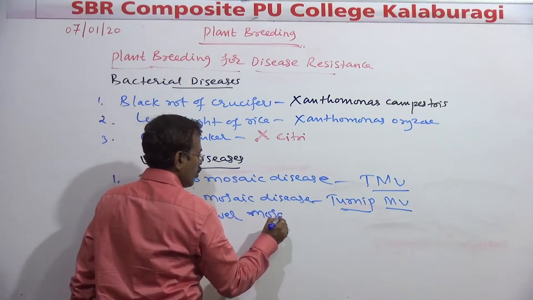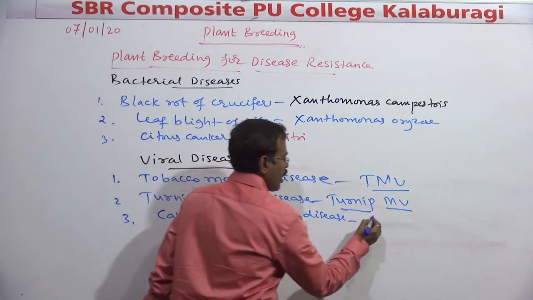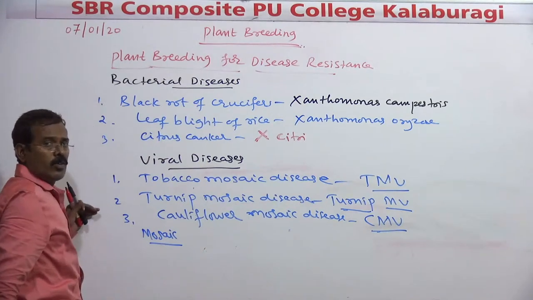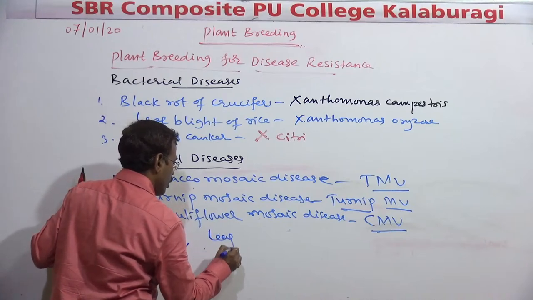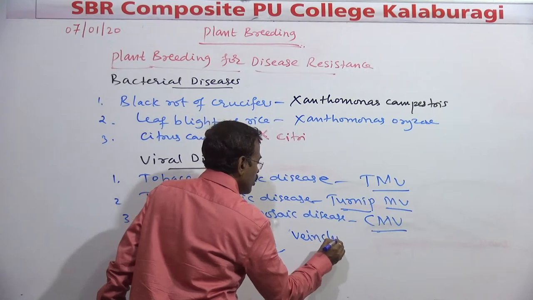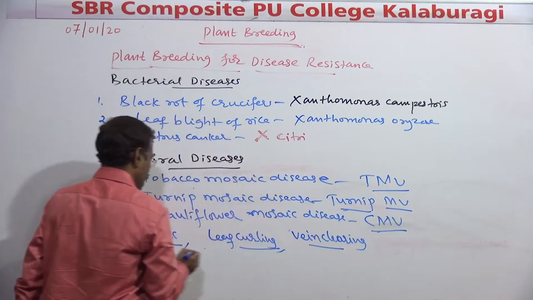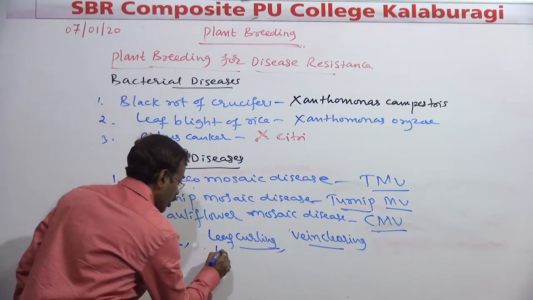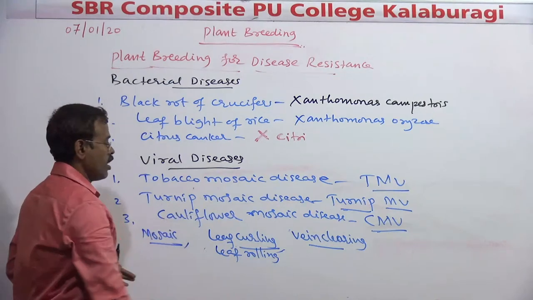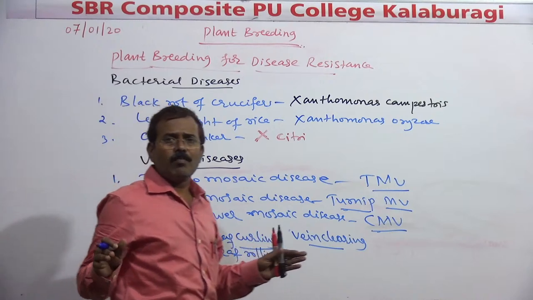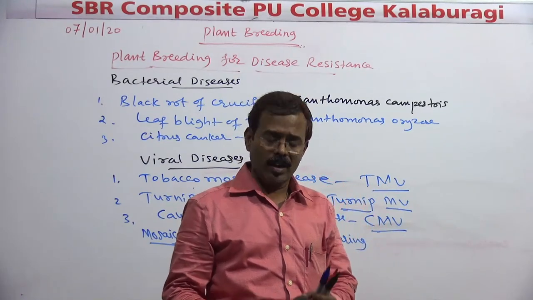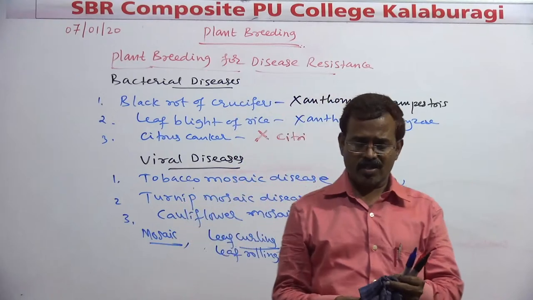We have cauliflower mosaic disease, caused by cauliflower mosaic virus. So you have mosaic diseases caused by viruses, as well as leaf curling, vein clearing, and leaf rolling. These are some of the diseases caused by viruses. So different pathogens can cause different types of diseases, which lead to destruction of cropland and result in lower yield. That is why we have to produce disease resistant plants.